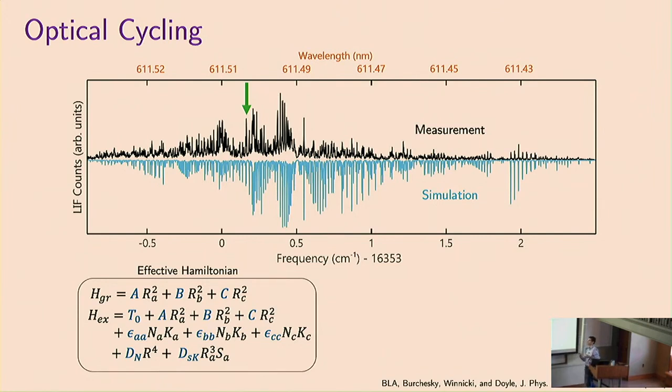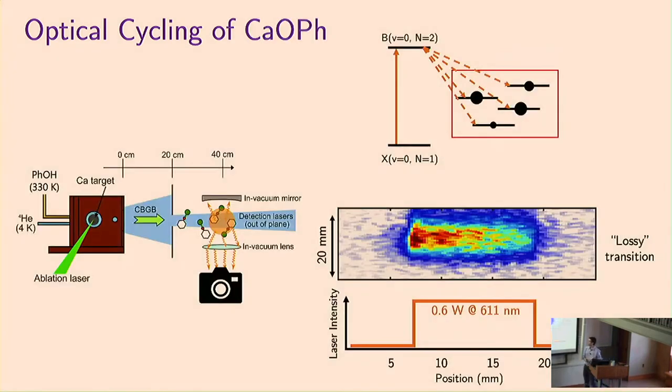So you can see that one price we pay for working with larger molecules is that many molecules are just not in the right state to be laser cooled. And later on today, I think Wes Campbell is going to talk about some ideas to improve the situation. But for right now, we're just going to work with this little snippet of molecules that happens to be in the correct initial state. So we tried to implement optical cycling.